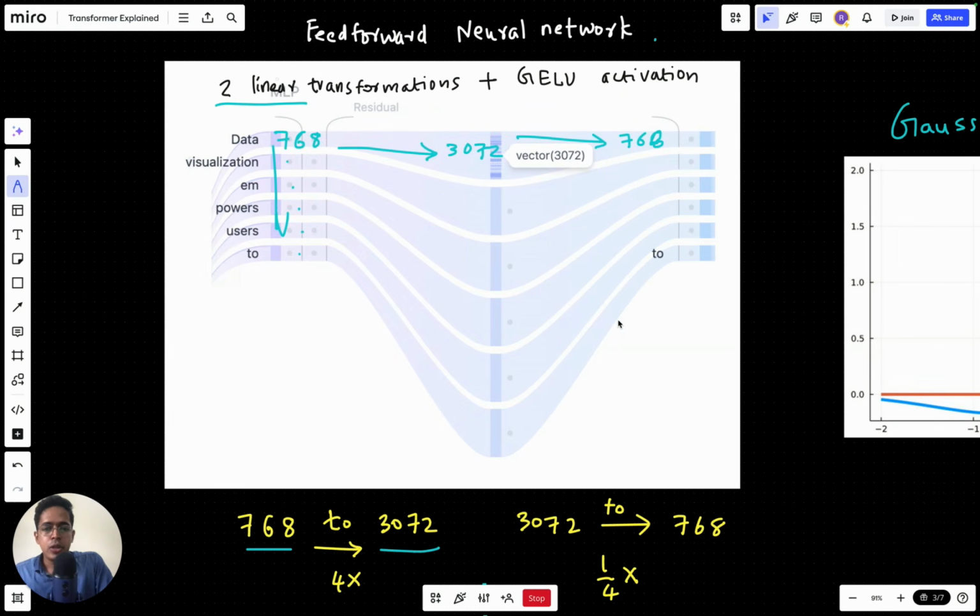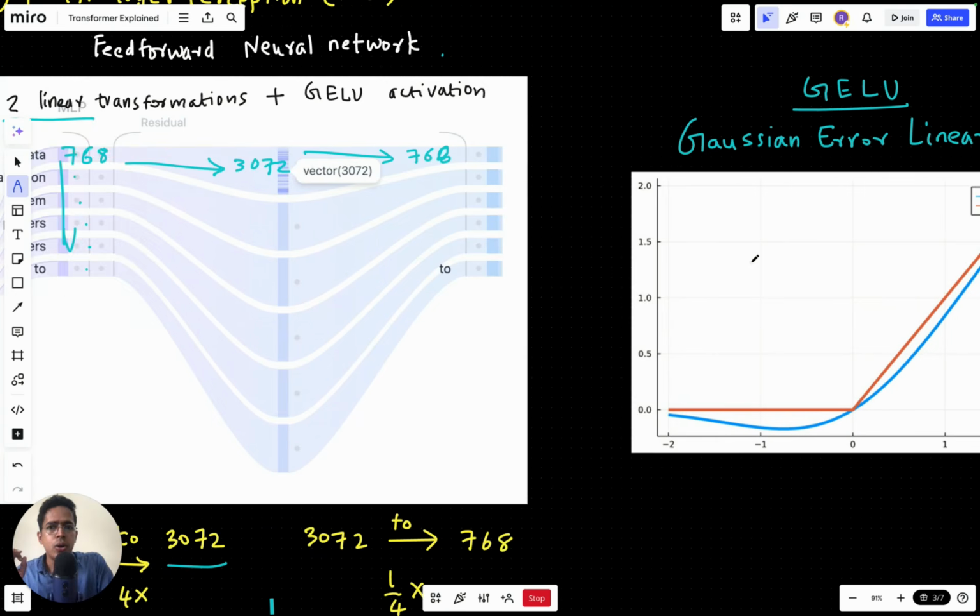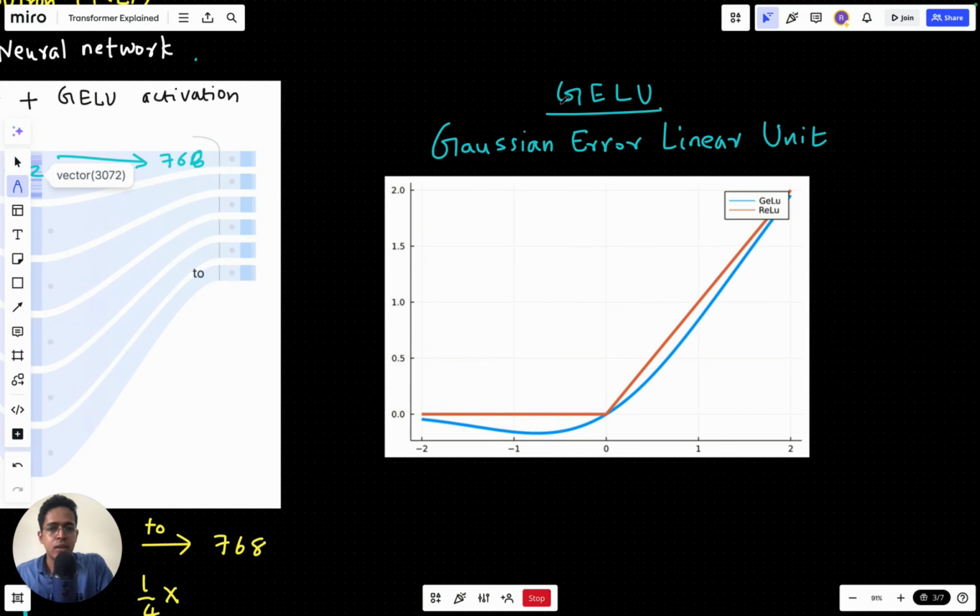Now we come to the part of prediction. But before coming to the prediction, let me just show you what this GELU activation is, the Gaussian Error Linear Unit. ReLU, you might be familiar with. ReLU activation is nothing but if the input is positive, the value is retained. So let's say ReLU of 3 is equal to 3.